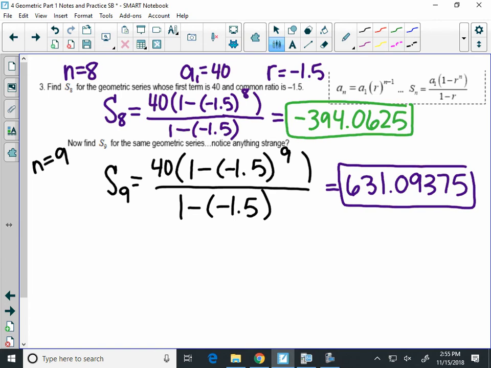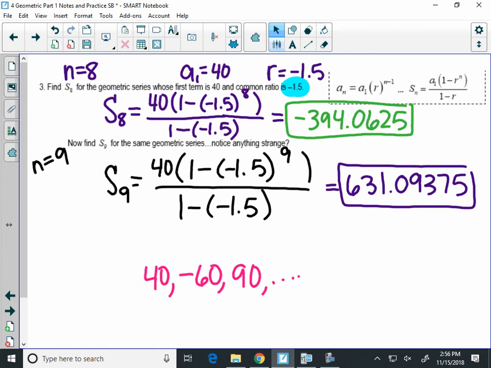Well, the question is, notice anything strange. Our sum was just negative 394, but the next term, my sum was all the way up to the positive 600s. The reason for that is because our common ratio is negative up here, the terms alternate. So you go from, like we started with positive 40, the next term would be negative 60, and then positive 90, so on and so on. And because those signs are alternating, it looks like the 9th term is just so big that it added a really large value to that negative sum.